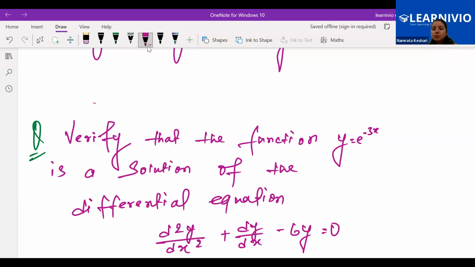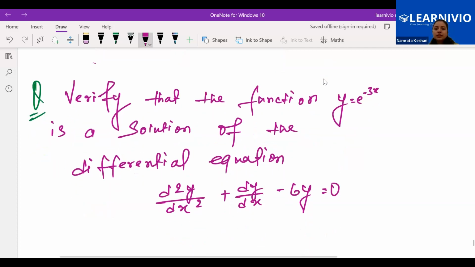What can be done over here, Murtaza? Yeah, what can be done over here? See, first we differentiate it. We get minus 3x into e power minus 3x. Exactly.